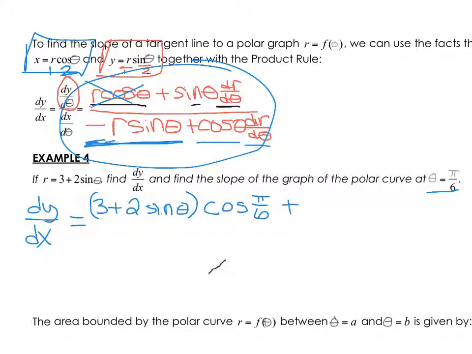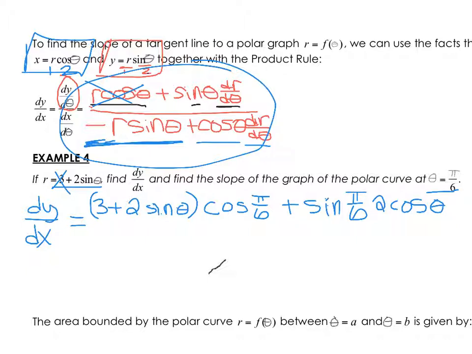Plus, now I have sine theta. So sine of pi over 6, times dr/dθ. Now, that's what you need to think about. How are you going to get dr/dθ? Well, it's the derivative of r with respect to theta. So you have to look at this r value and take the derivative of that with respect to theta. The good news is the derivative of 3 goes away, so don't worry about that. The derivative of 2 sine theta is, well, the derivative of sine is cos. So it just becomes 2 cosine theta.